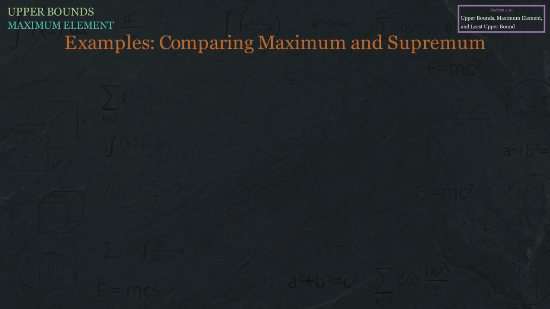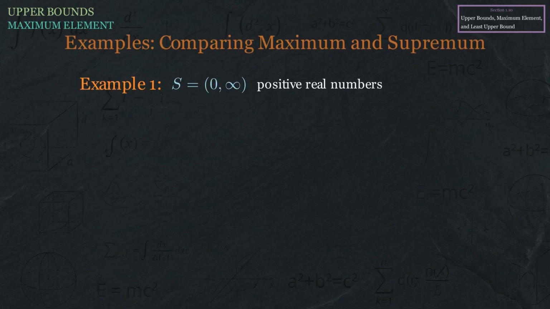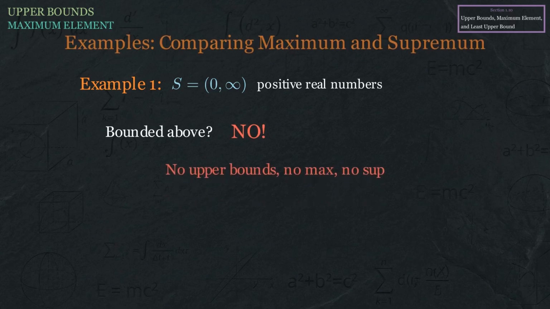Examples: comparing maximum and supremum. Let's look at 3 examples to really nail down this distinction. Example 1. S equals the positive real numbers. That's the interval from 0 to infinity, not including 0. Is this set bounded above? No. For any number you pick, I can find a bigger positive number. So there are no upper bounds, no maximum element, and no supremum.